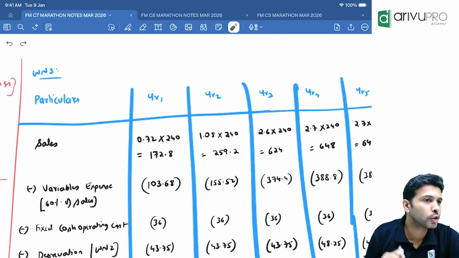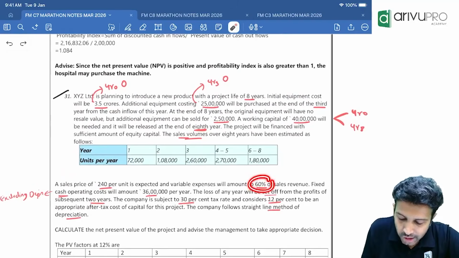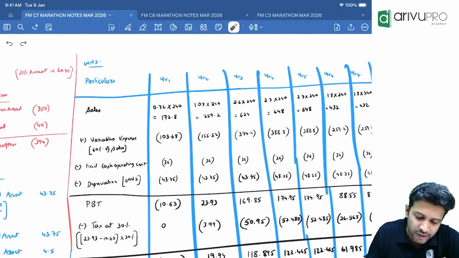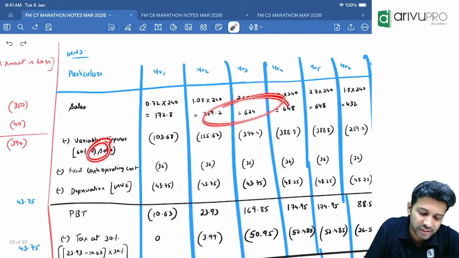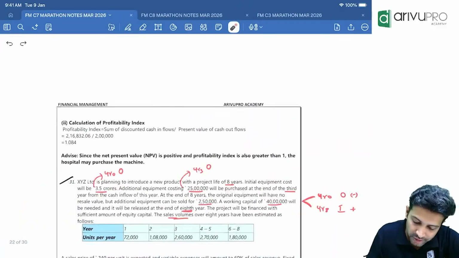259.2. So on and so forth, you do it. This is your sales. Next, what have they given? Variable cost is 60% of sales. This is easy, no? If you calculate 60% of sales, you will get the variable expense. Just 60% of this number you'll have to do. Manageable. Next, what expense is given?